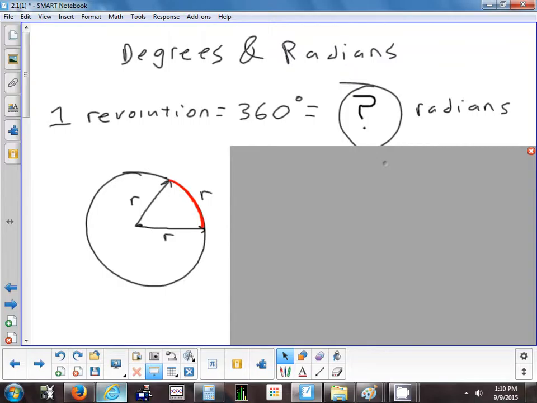And I've drawn the rays of the angle out till they hit the edge of the circle. And I've labeled the length of each ray R. What do you think R stands for in a circle? Radius. Yeah, it's the radius. Okay. And notice the word radian and radius. They kind of start with the same letters, right? They sound similar, and that's because there's a relationship between them.